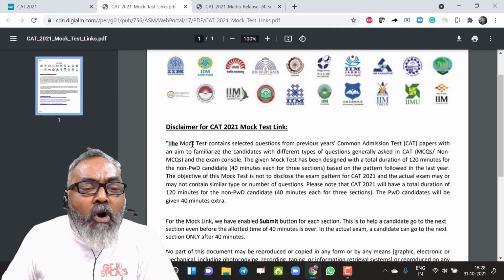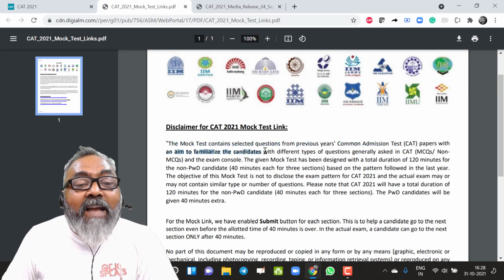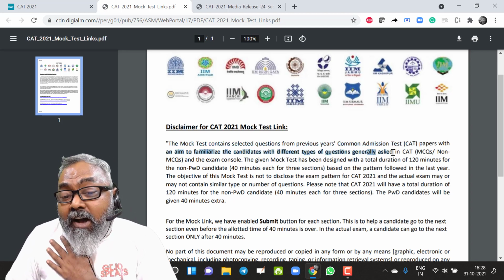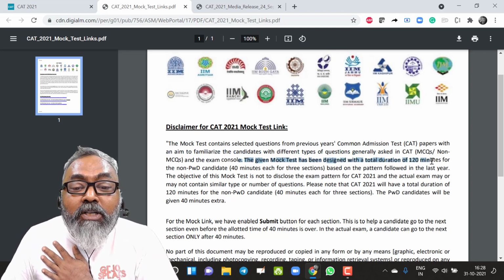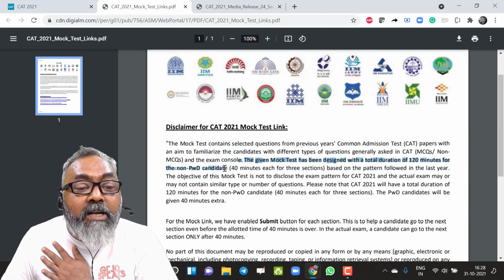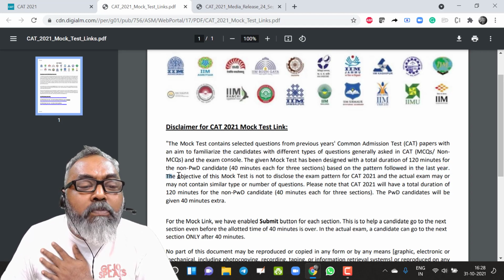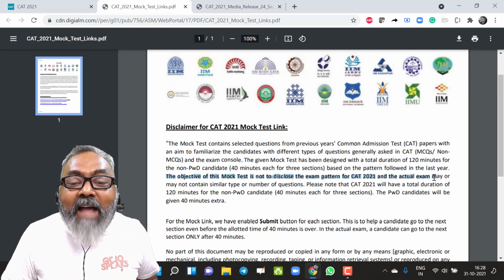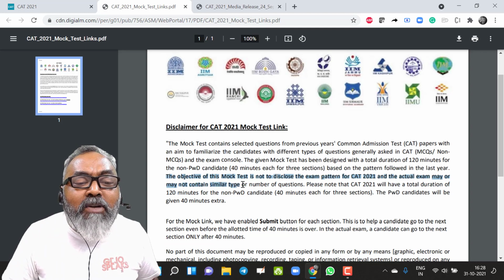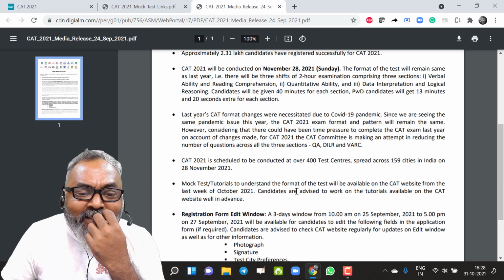The mock test contains selected questions from previous years' common admission test papers with an aim to familiarize the candidate with different types of questions generally asked in CAT and the exam console. The given mock test has been designed with a total duration of 120 minutes for the non-PWD candidate based on the pattern followed last year. The objective of this test is not to disclose the exam pattern for CAT 2021, and the actual exam may or may not contain similar type or number of questions. So anything is possible. Therefore, I'm wondering what it even means to understand the format of the test.